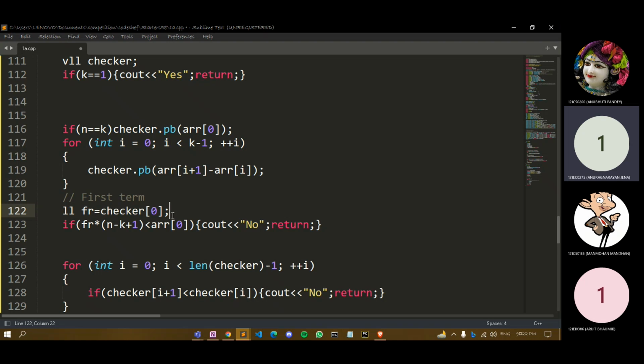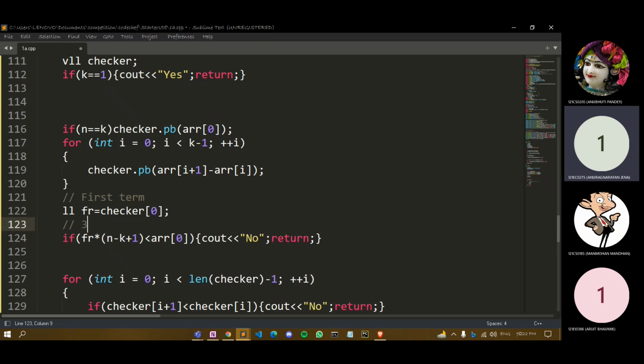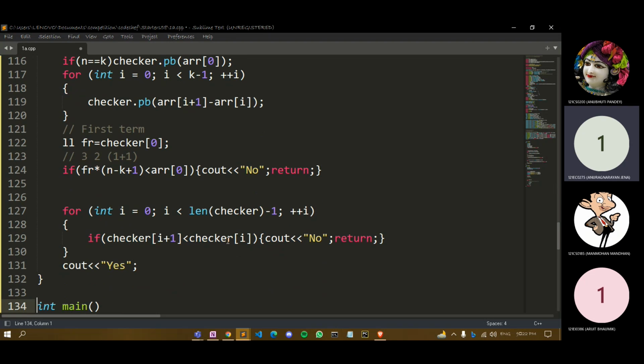For example, we were given 3 and 2. So the number of terms not given is 1. I hope you will understand. With 3 and 2, we are given the number of terms, n minus k plus 1 we will do, so that we can check whether it is possible or not. Summation, okay, here it is, and then we will multiply. If it is less than the first term, then we will directly print no, as if the summation is less than the first term, then it's not possible. Hence we can do it, and then it will return no.